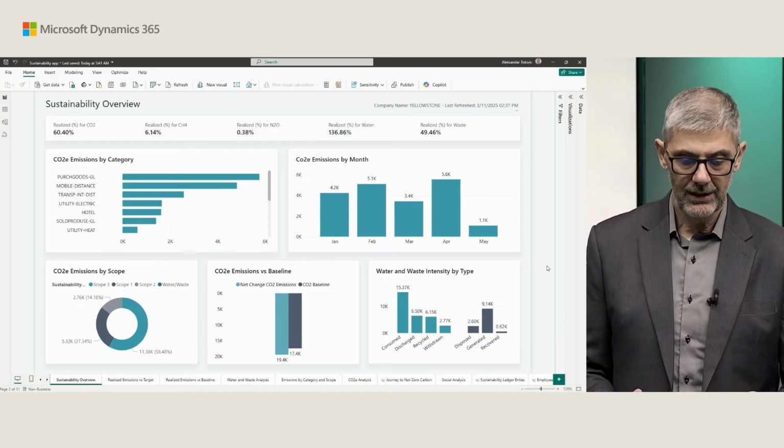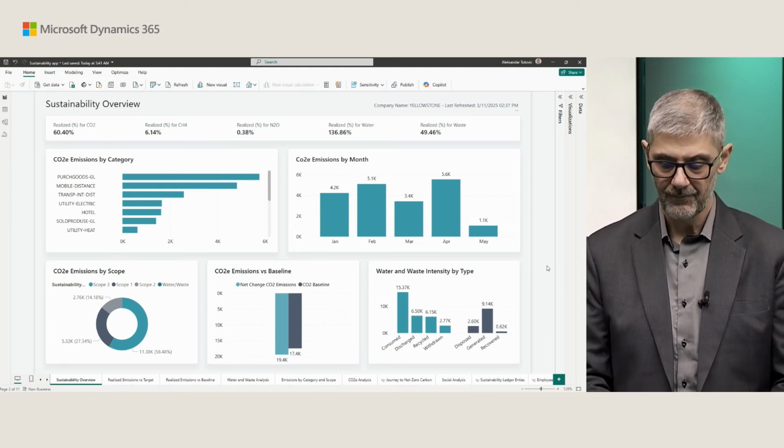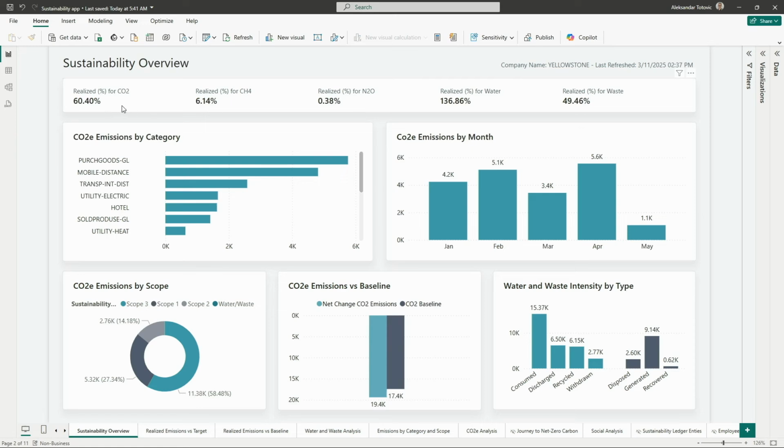Okay, let's look at the new Power BI set of reports, and I will start with the sustainability overview. First, you can find some KPIs realized for all three gases and water and waste. Then you can find different carbon equivalent analysis: carbon equivalent per category, carbon equivalent emission by month, by scope, versus baseline, plus water and waste intensity, and water and waste intensity by type. So you have the most important information on your sustainability overview.